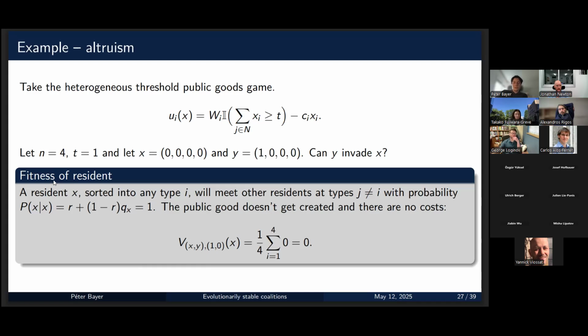How do I calculate the resident's fitness? So the resident being the not contributing strategy. If I'm a resident and I get sorted into any type I, anybody I will meet will be like me, basically, right? Because my frequency is almost 1. So this conditional probability of X conditioned on X equals 1, or is very close to 1, if we're being precise. So as an X player, I will virtually never meet any mutants. The public good doesn't get created and there are no costs. My payoff is just 0 as the resident.